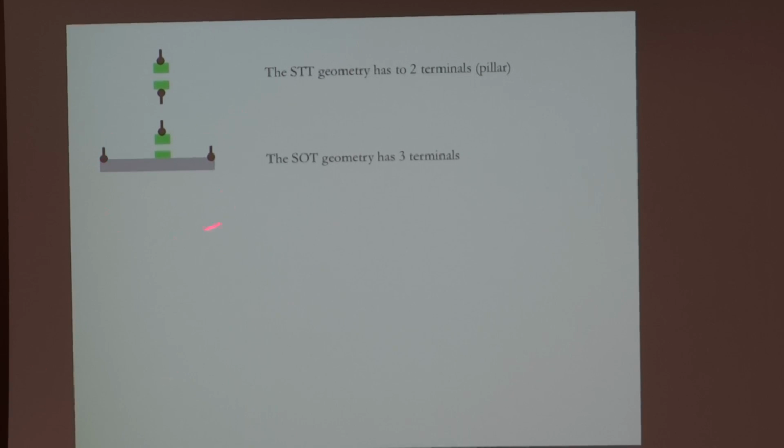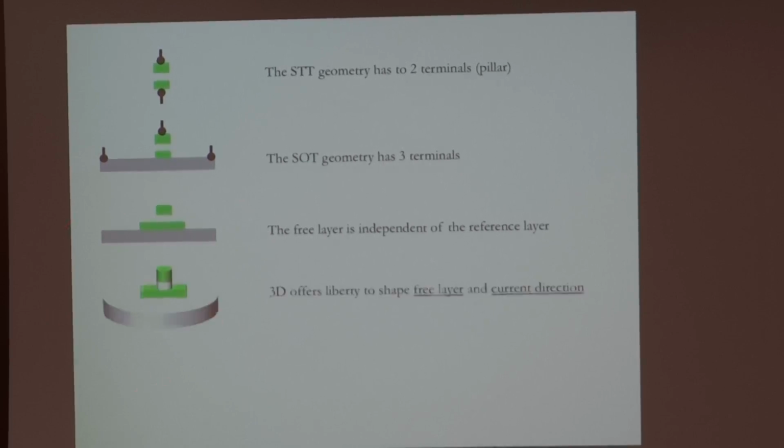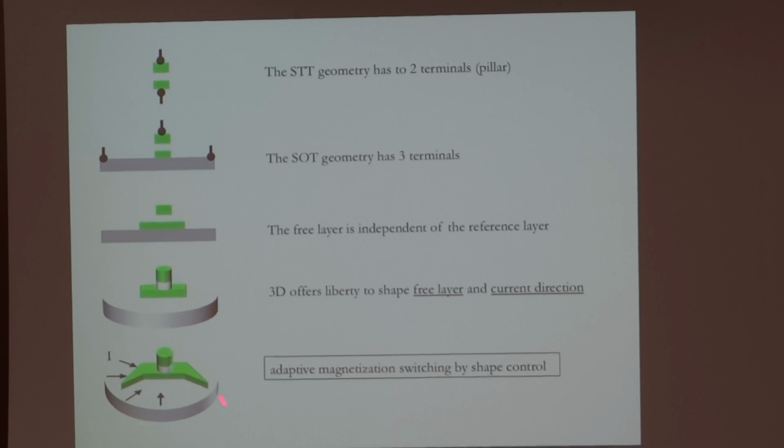So the first thing you can notice is that in this configuration, because it is a three-terminal device, the free layer and the reference layer no longer need to have the same shape. So you can have a free layer which has a different shape with respect to the reference layer. But the really important thing is that this is a three-dimensional object. This means that you can basically give any shape to the free layer and any direction of the electric current. And this way, you can hope to have different magnetization switching schemes, just by playing with the shape. And this is what I want to show next.